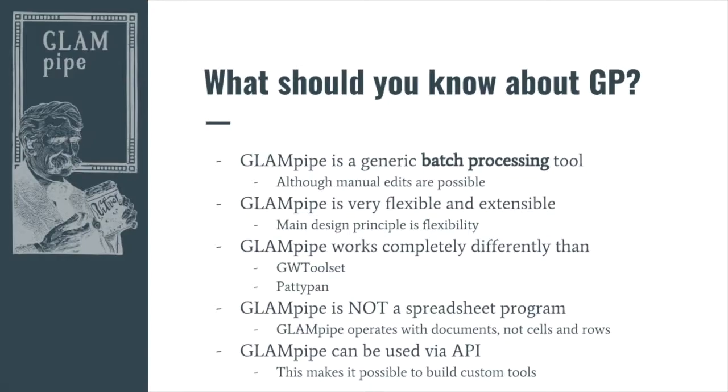It means that you run a series of operations to all your data. Although you can make manual edits, it's not a spreadsheet program. GLAMpipe operates on documents, not cells and rows.